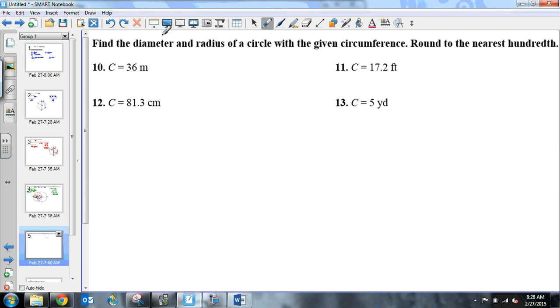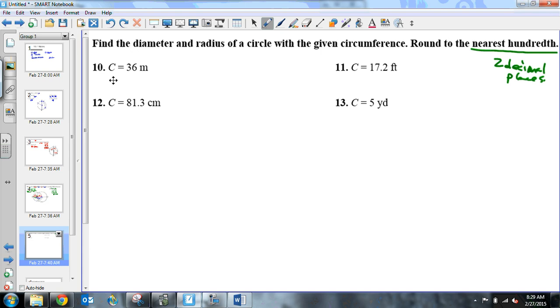It says, find the diameter and radius of a circle with the given circumference rounded to the nearest hundredth. So when it says hundredth, that is 2 decimal places. Okay, decimal places. All right.